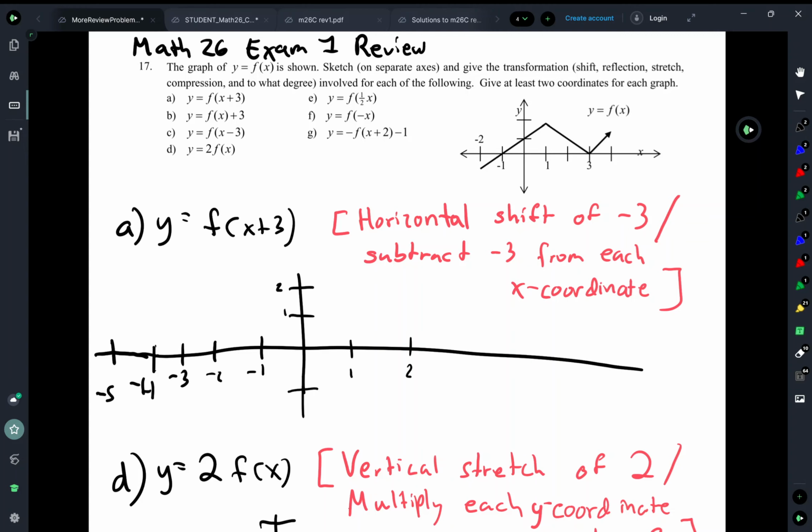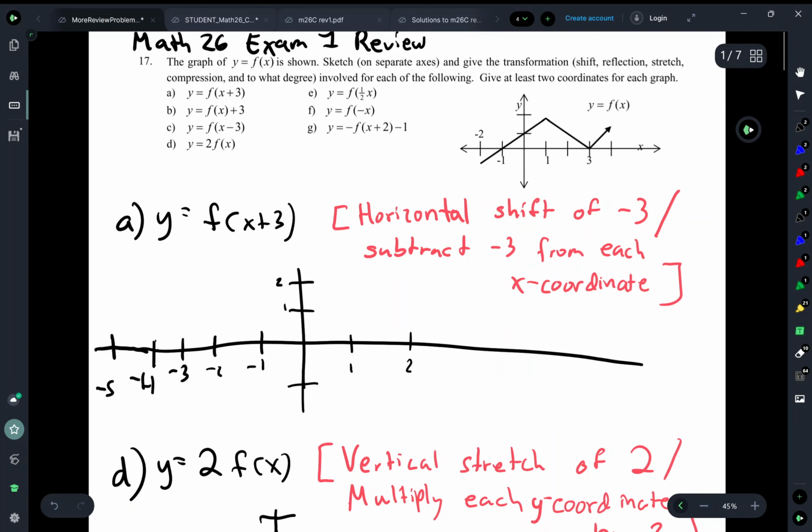In this video, I'm going to focus on part A, part D, and part E. In a separate video, I will focus on part G. So let's focus on A for now. Y equals f of x plus 3. How do we graph that?